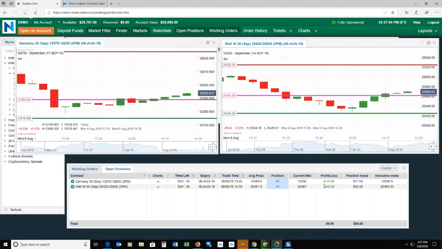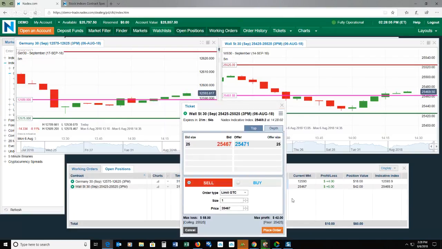Now you can choose to allow this to expire. You could choose to exit. To exit, you would simply click on the actual spread, select sell because you are long, so you have to sell to exit, and then you could place order. This is the only time that the max loss and the max profit will not be accurate because you're exiting, you're not entering. These are only valid for entry, not for exit.